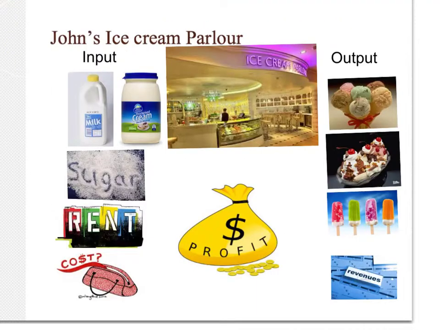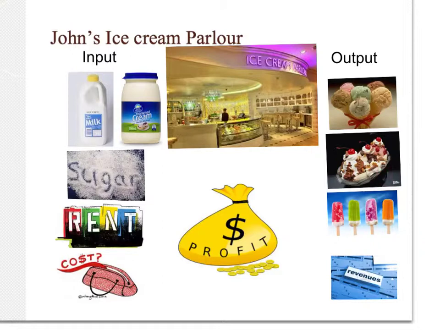This is John's ice cream parlor. John requires inputs to make ice cream, such as milk, cream, sugar. He also pays rent for the parlor, which all incurs cost. The output of John's ice cream parlor are ice cream cones, ice cream desserts, icy pops.